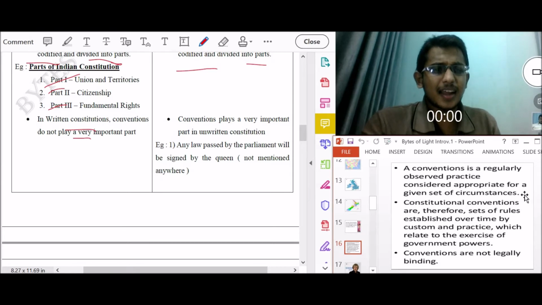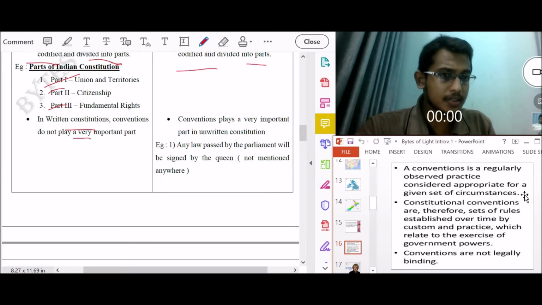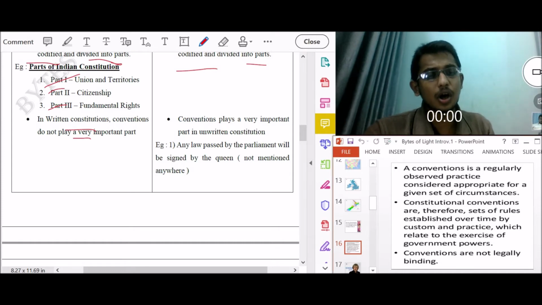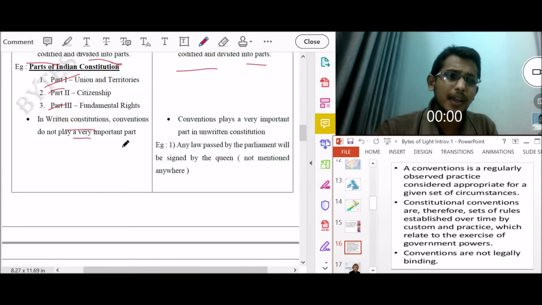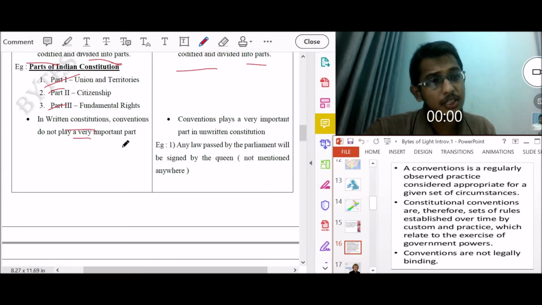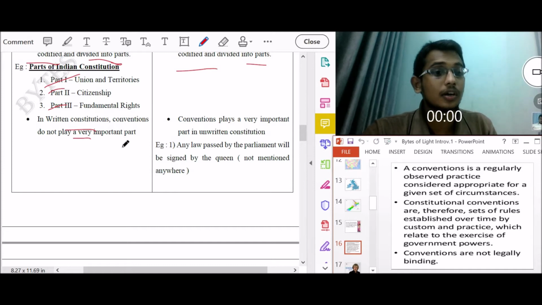That is a regularly observed practice. That is, no one needs to say that this needs to be done, or no one needs to write it. It is practiced for so long that it has become a convention. In the case of a written constitution, as everything is written, convention need not play an important role. But in the case of an unwritten constitution, conventions play an important role because it's not written.